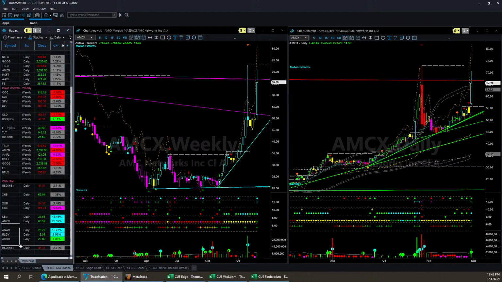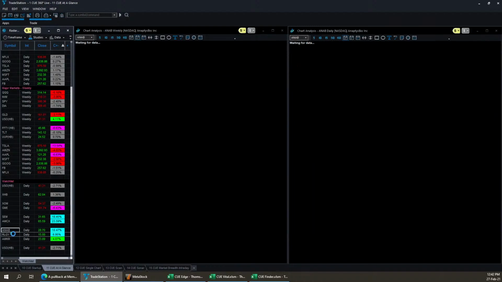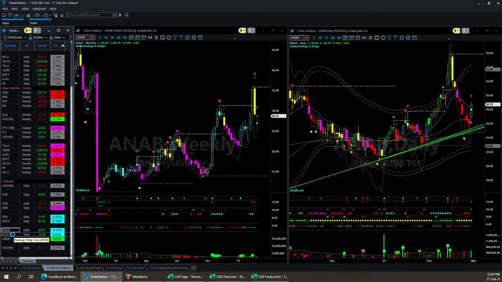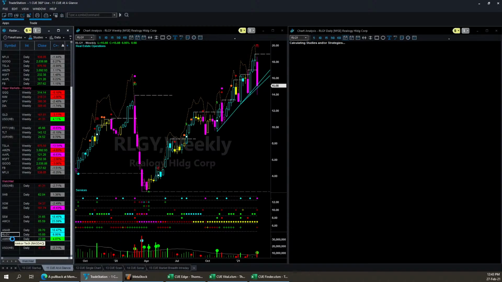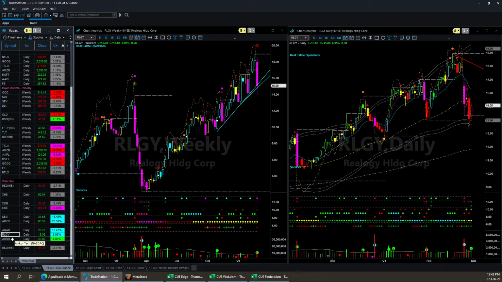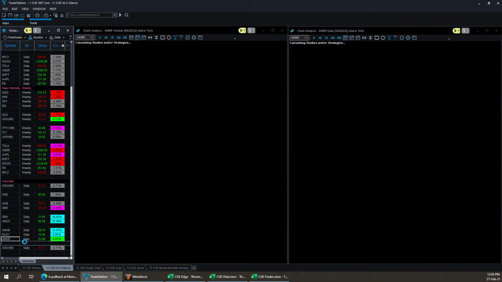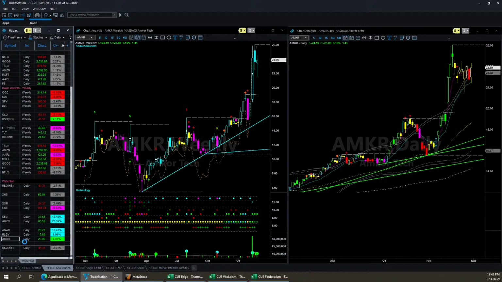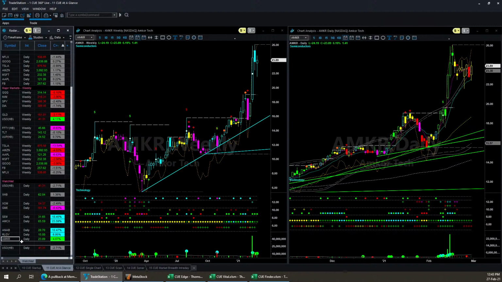I shared some stocks with you and I explained, at least to me, they all gave a buy setup in some way or other. ANAB, biotech stock, pullback to support, stock in an uptrend going up again. RLGY, bounce long setup. AMKR, semiconductor stock, never pulled back, consolidating inside a squeeze, may go up again.